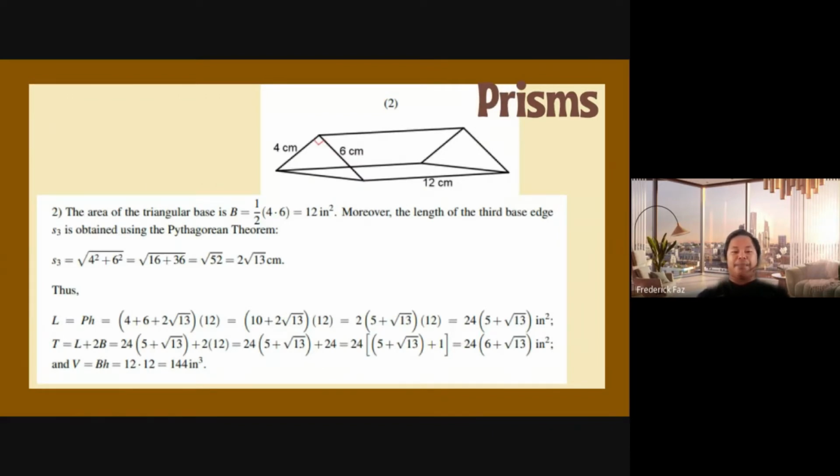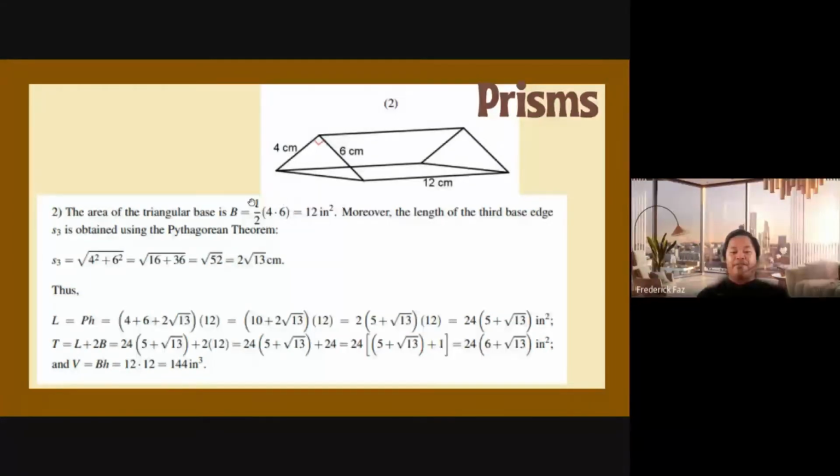For this number 2, the area of the triangular base is equal to 1/2 times base times height. The formula of a triangle is 1/2 base times height, right? In our figure, the triangle has legs of 4 centimeters and 6 centimeters. This is its hypotenuse, since our given triangle is a right triangle.